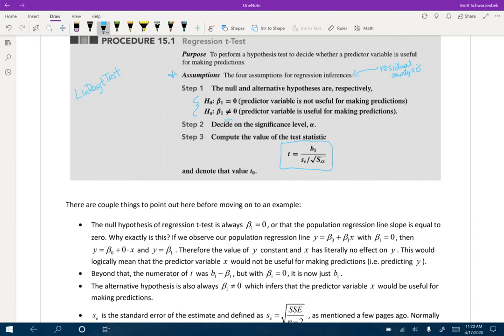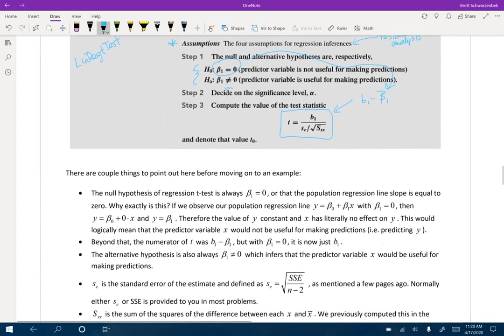Just remember, a note here: the numerator of this was b1 minus beta 1 in the sampling distribution, but again, beta 1 is assumed to be 0. So again, we eliminate the parameter and we end up with just the statistic on the top. This should not be anything new compared to before. This is the same stuff that's going on.